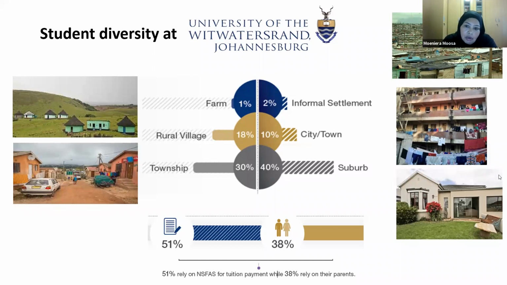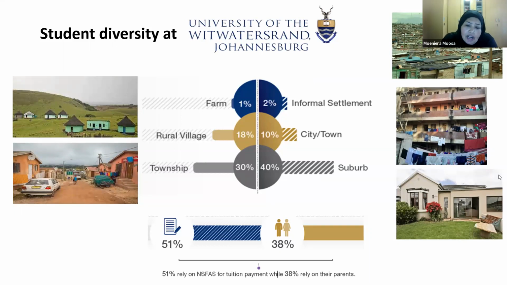So the first thing I'm going to talk about is the living context that our students come from. Our students come from various living contexts in South Africa. And even though many of our students come from suburbs, in fact, the majority of our students actually come from under-resourced and deprived living contexts, which include informal settlements, farm areas, rural areas, townships, and inner city areas.